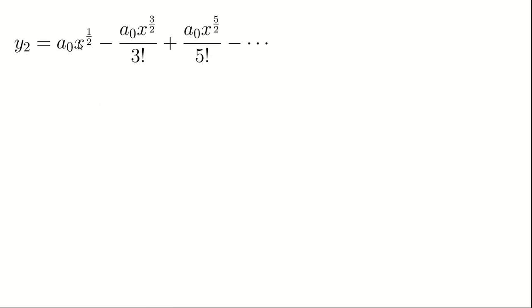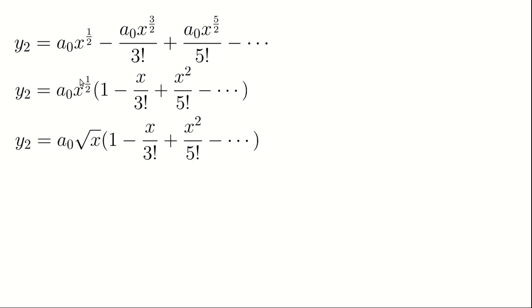Okay, so for the first 3 terms, that's all we need. y2 becomes a naught x to the half, minus a naught x to the 3 over 2 over 3 factorial. Likewise this. You notice a naught is common, so we can factorize it out. Even a naught x raised by half is common, leaving 1 minus. If you remove x to the half from here, you are left with 1. If you remove half from here, you are left with x raised by 2. So at the end of the day, we can simplify further by converting this one to square root of x, and we have 1 minus x over 3 factorial plus this factorial.